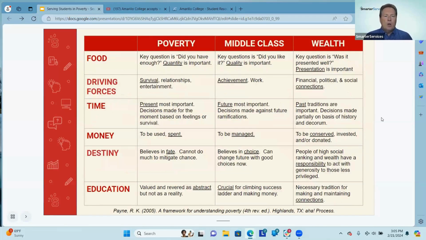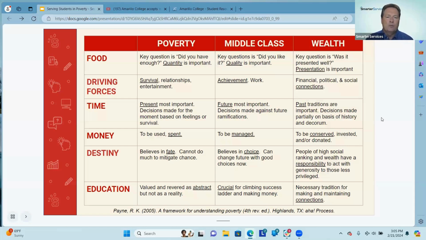So this is the framework. It comes from the work of Ruby Payne. She's referenced there at the bottom. She's published several books and articles about this. You can Google it and find lots of information. I certainly recommend further investigation of her resources.